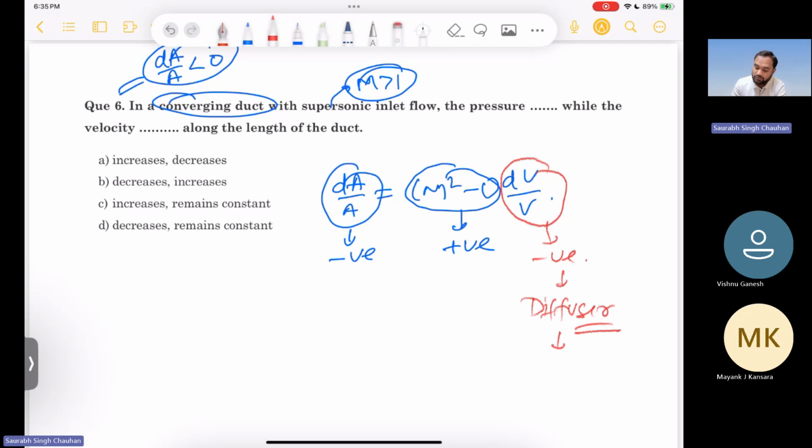In a diffuser, as you know, pressure increases and velocity decreases. So now you can easily answer this question. In a converging duct with a supersonic inlet, the pressure will increase and velocity will decrease. Pressure will increase and velocity will decrease. So option A should be the correct option.